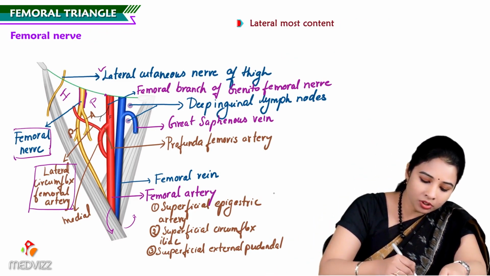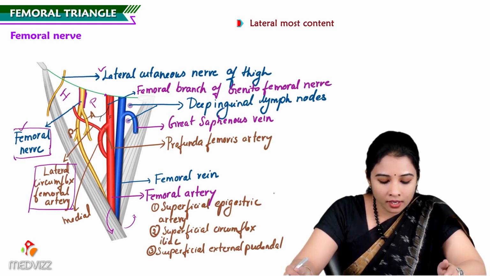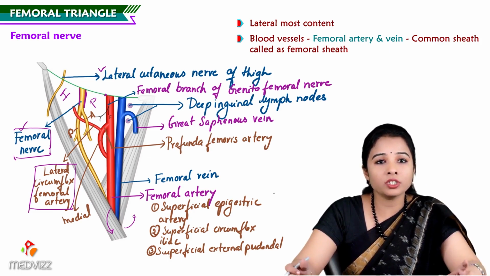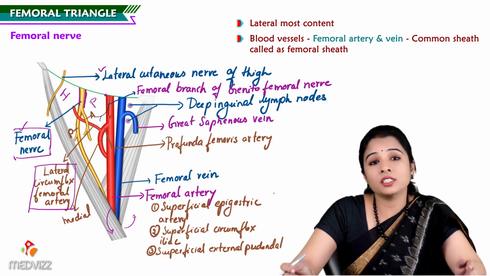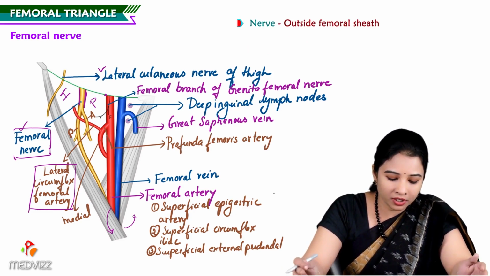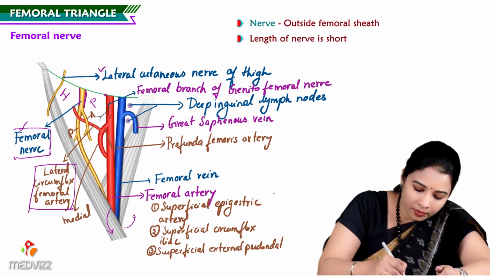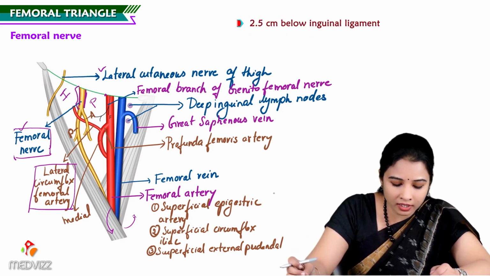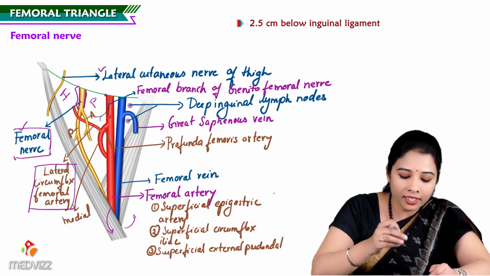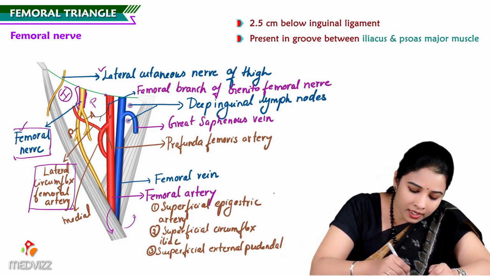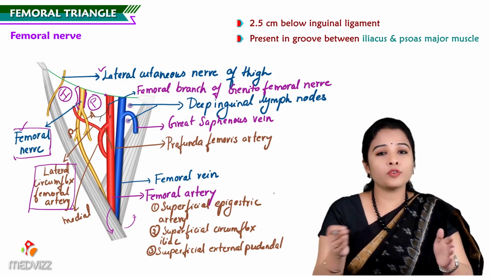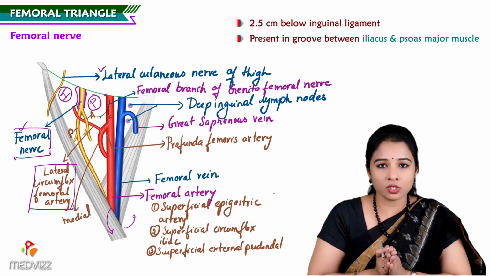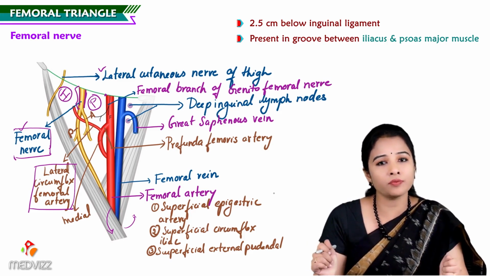Femoral nerve is the lateralmost content present in the femoral triangle, and these blood vessels, that is femoral artery and vein, are present in a common sheath called femoral sheath, whereas the nerve is outside the femoral sheath. The length of the nerve is very short. It is only 2.5 centimeters in length below the inguinal ligament, and it is present in the groove between the iliacus and psoas major muscle. So the floor is formed laterally by the iliacus and psoas major. Within the groove between these two muscles, we have the femoral nerve.